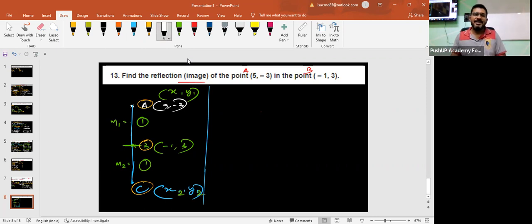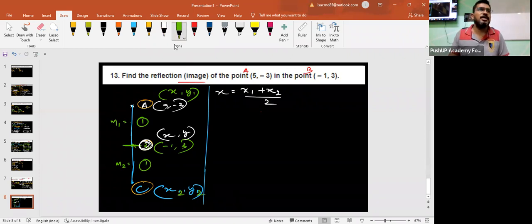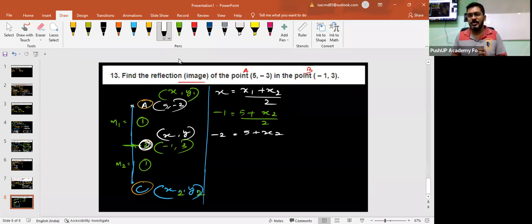Yeah, sir. All right. So children, what is the midpoint here? The midpoint of AC is B, right? So let's take the value of X as -1 and Y as 3. Now what is the midpoint formula? X is equal to (x1 plus x2) divided by 2. What is the X coordinate of B? It is -1, which is equal to x1 is what? 5 plus x2 divided by 2. Cross multiply it. 2 into -1 is -2, equal to 5 plus x2. So x2 will be what? -2 minus 5, and that is equal to -7.